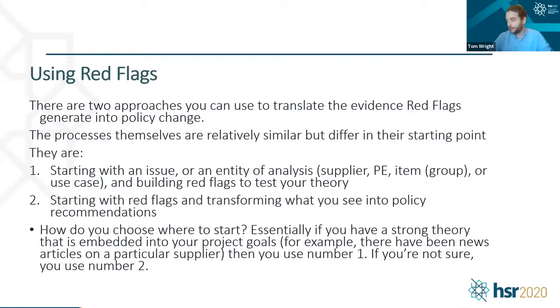And therefore, once you have an idea of the data more generally, you can start to choose more apt research questions and entities. So as I said in the last bullet point, how do you choose where to start? Essentially, if you have a strong theory that is embedded into your project goals, for example, there have been news articles on a particular supplier, then you use number one. So the entity you're concentrating your research on in this example would be the particular supplier. If you're not sure, use number two. This is a very broad overview. There are many different ways you can do it, but in general, they fall under these two categories. Okay, next slide.